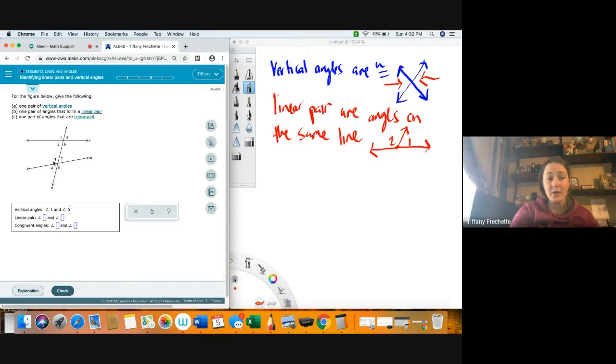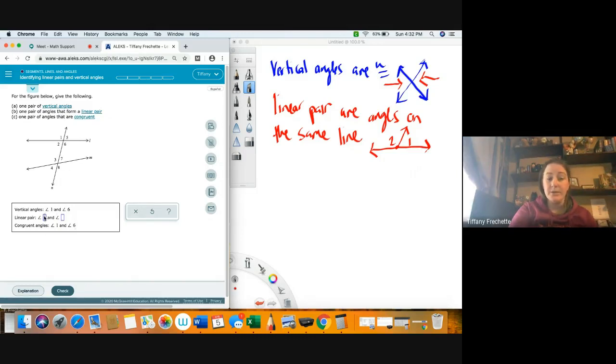And because I know vertical angles are congruent, I'm going to come down here to one pair of angles that are congruent, and I'm going to write 1 and 6. Do they have to match? No. I could write any of the other ones that I wanted. I could write 3 and 8 here, or 4 and 7, because I know that any one of those pairs of vertical angles are congruent.